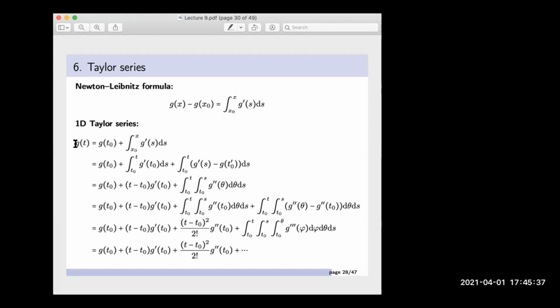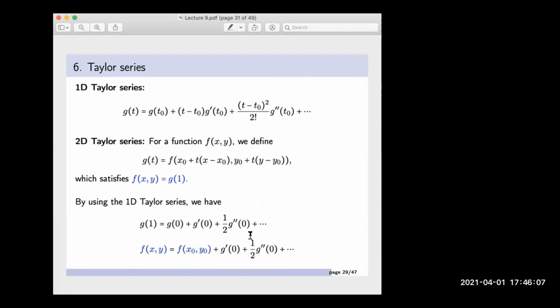Taylor series says that any function can be approximated by a quadratic polynomial, plus higher order terms that we neglect. So any function can be approximated by quadratic polynomial. That's Taylor series up to second order. This is a function of single variable t. What if we have a function of two variables x, y? Let's first write down this one-dimensional Taylor series. A function of single variable is called one-dimensional.